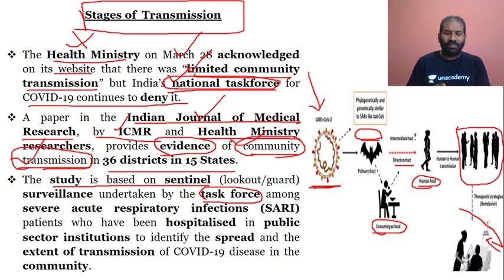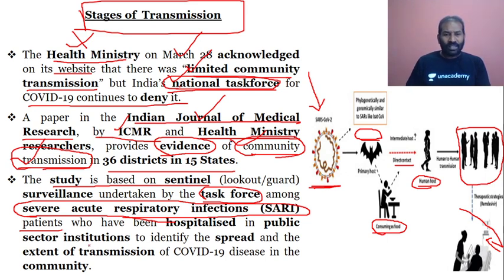Because this is again very important for prelims. For prelims, factual data, information, factual questions, this is very important. And as per the task force, you have a patient called a severe acute respiratory infection patient, that is SARI, not SARS. SARS is a syndrome, this is an infection. What is the difference between syndrome and infection? Can anyone please let me know?